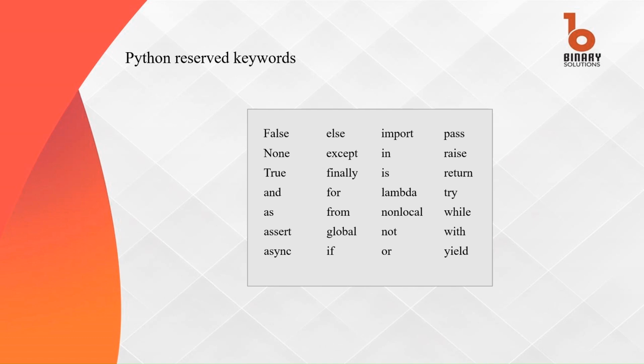These words, like if, while true, and return, are essential for controlling program flow and defining structures. Using them as variable names confuses Python, leading to errors. To avoid issues, familiarize yourself with the list of reserved words and ensure you don't use them when naming variables.